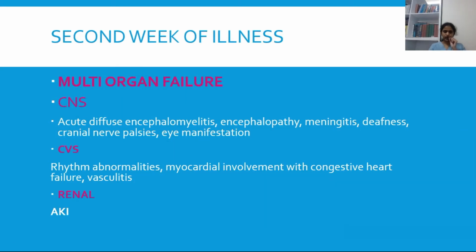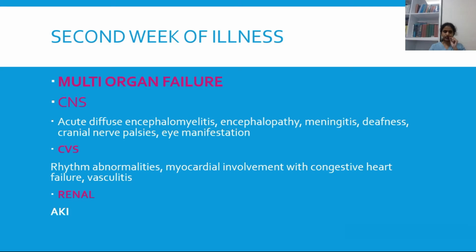In the second week of illness, when the immune system has been activated, we can see multi-organ failure in a few patients. Multi-organ failure means it involves all parts of the body, especially the central nervous system. It can cause meningitis, meningoencephalitis, myelitis, and cranial nerve involvement, especially trigeminal neuralgia, sixth nerve and eighth nerve paralysis, so it can result in deafness. Sometimes we can see uveitis, pan-uveitis, one of the eye signs in scrub typhus.